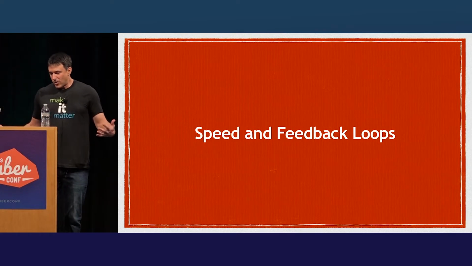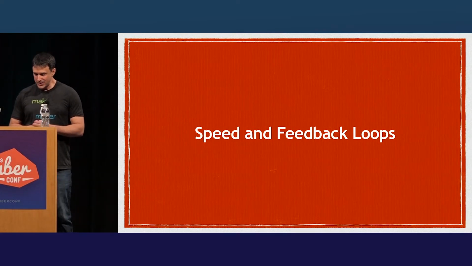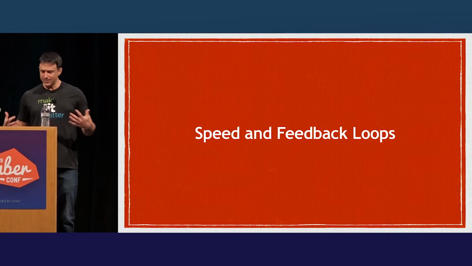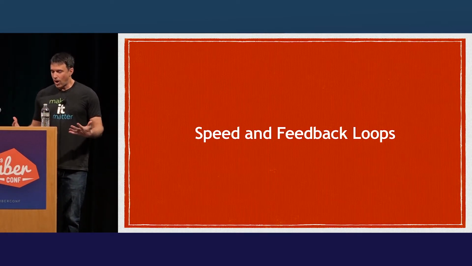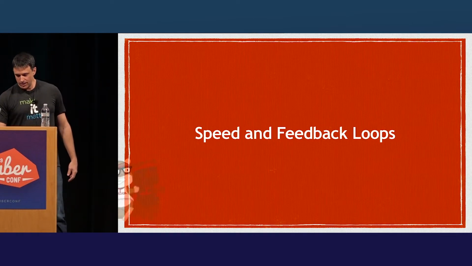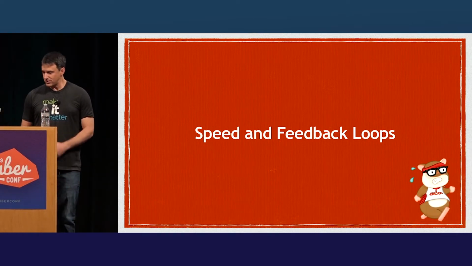So when you start a software project, it's likely to be something with a high amount of complexity and variables. So how do you go about producing a great quality project in a timely manner? So we're going to talk about speed and feedback loops.